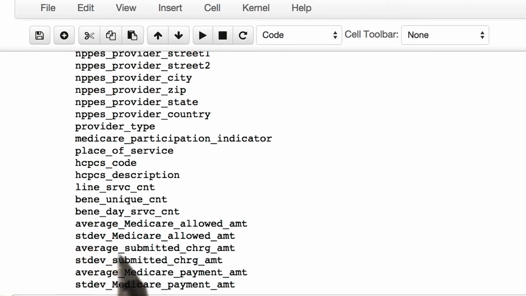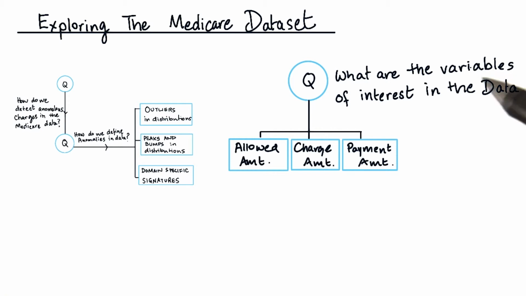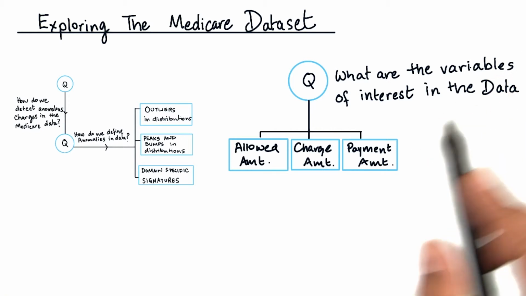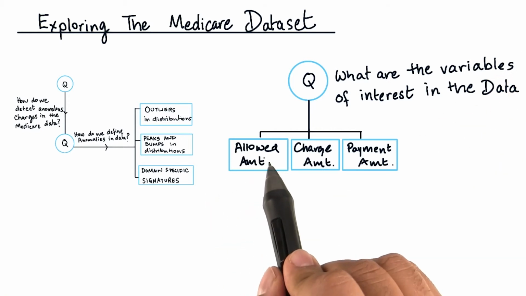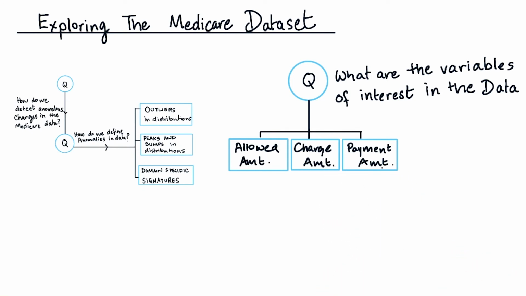We can use the standard deviation of the Medicare allowed amount, the submitted charge amount, and the payment amount as inherent irreducible variance in the average charges. After looking at the variables of interest in the dataset, we came to the conclusion that the allowed amount, the charged amount, and the payment amounts might be of interest for our investigation.